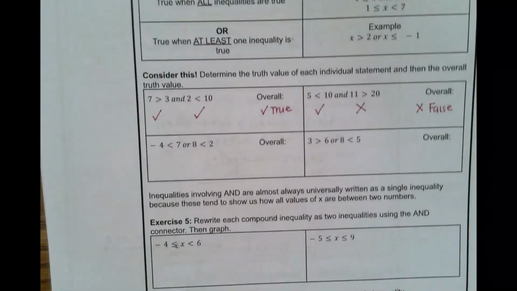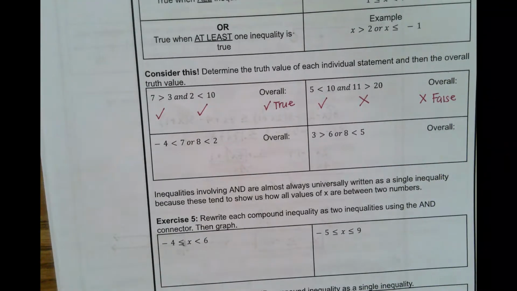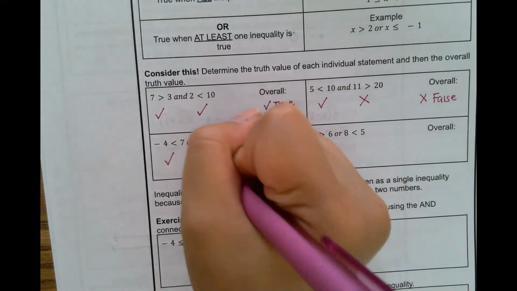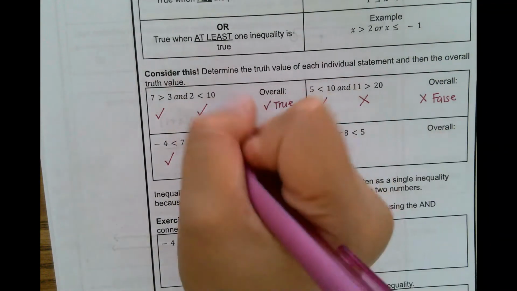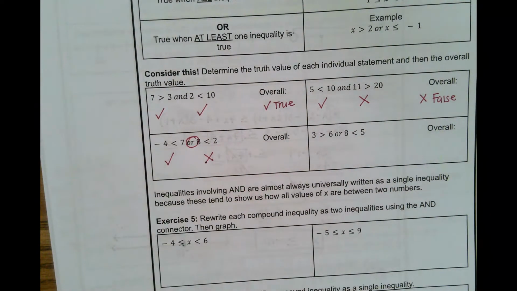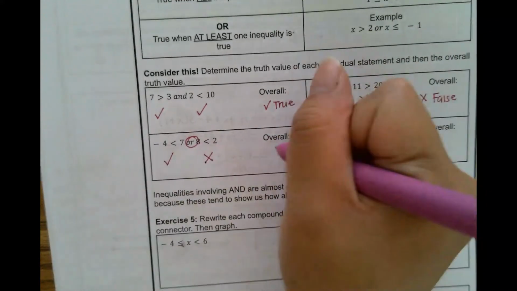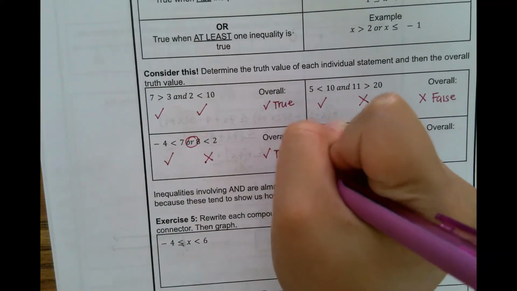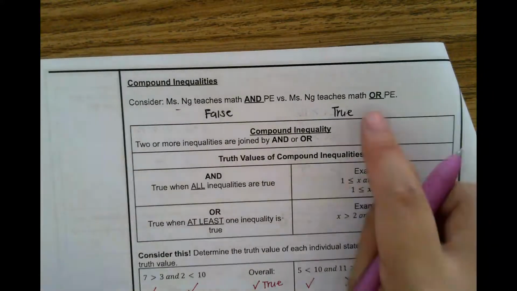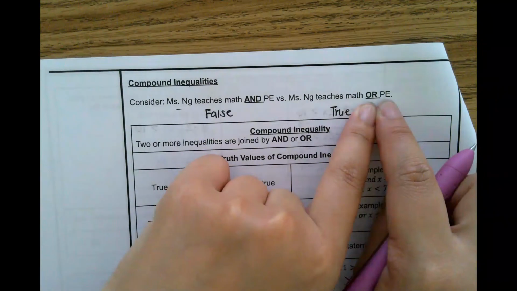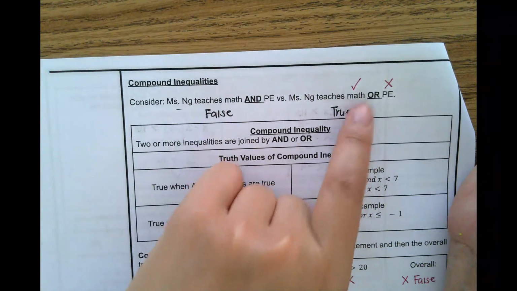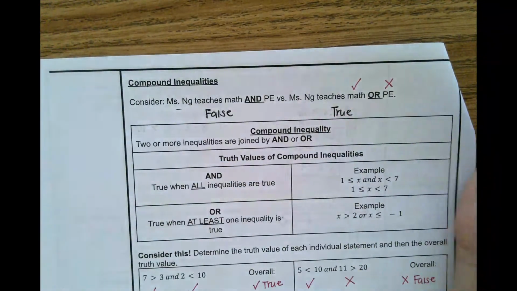Okay, so here's our next one. -4 is less than 7. That is true. 8 is less than 2. This is false. However, because it is combined with the word or, only one of them has to be satisfied, right? And because one of them is true, overall this statement is still true. Similar to the statement that Miss Ng teaches math or PE. I teach math, I don't teach PE. However, because it's an or, as long as one of them is true, the overall statement is true.